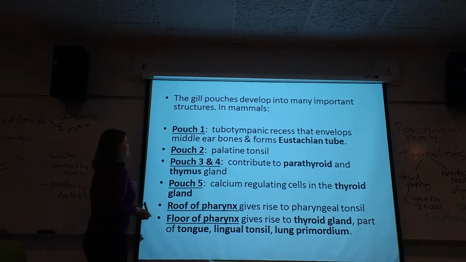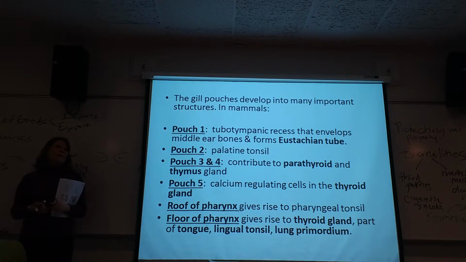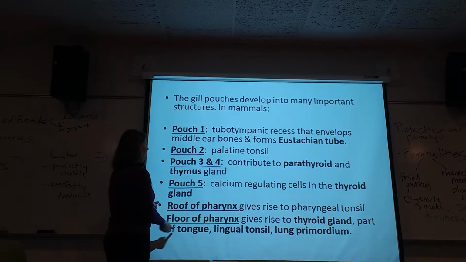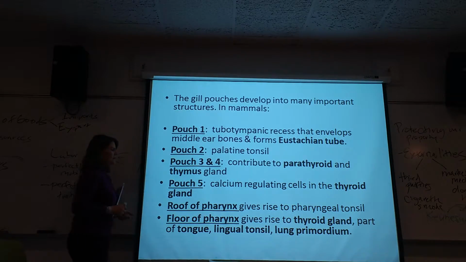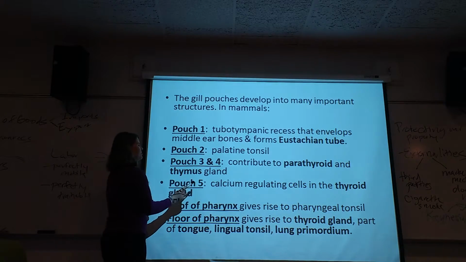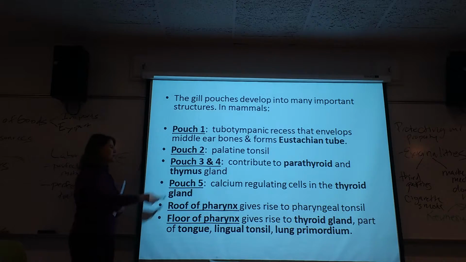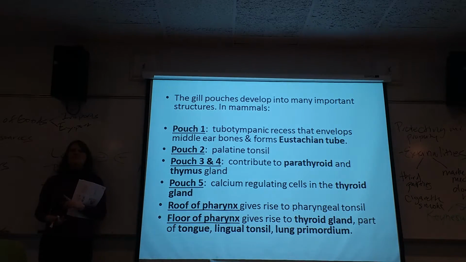The second pharyngeal pouch will become the palatine tonsil. There's a couple of tonsils in the pharynx. The palatine tonsil, the lingual tonsil, and where's the other one? Pharyngeal tonsil. So the second pouch becomes the palatine tonsil. Then the third and fourth pouch will contribute to the parathyroid gland and also the thymus gland. So 3 and 4, it's parathyroid and thymus.